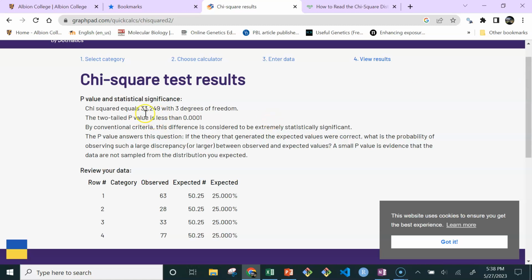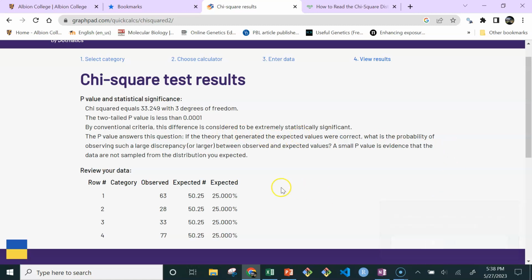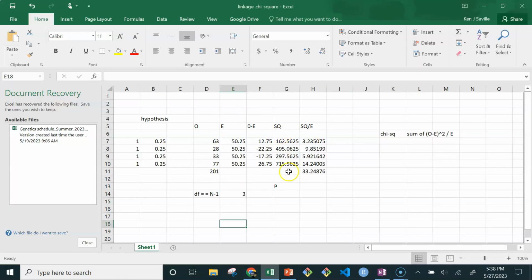Here's our chi-square value with 3 degrees of freedom, which is what we came up with. Our p-value is less than 0.00001. That is super low. Okay, so I think that's all I wanted to say about chi-square. This makes the math easy. It shows you a little bit of Excel stuff.